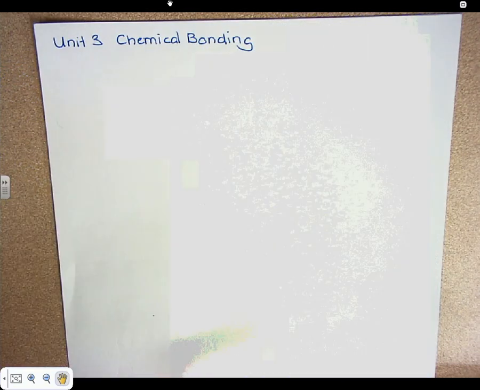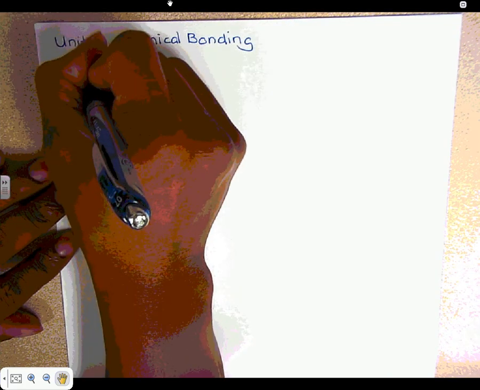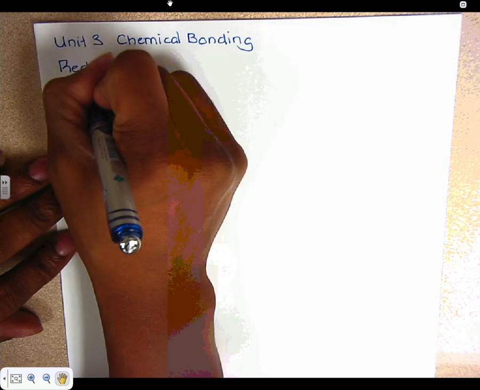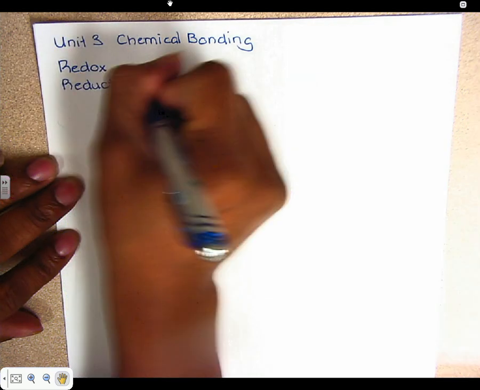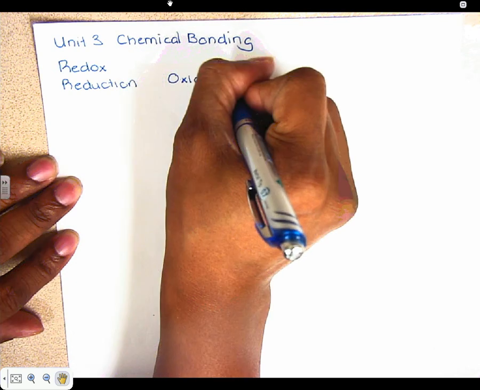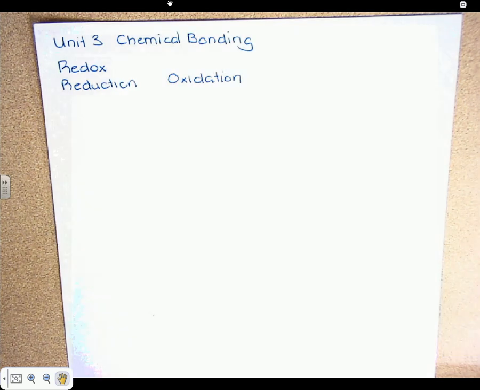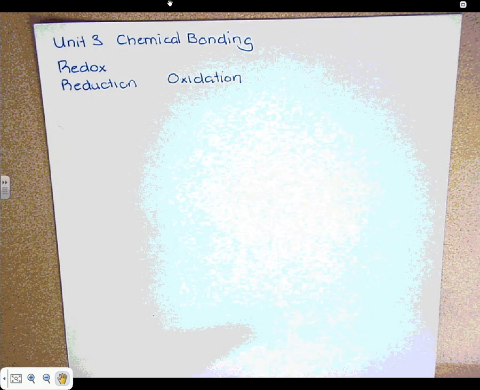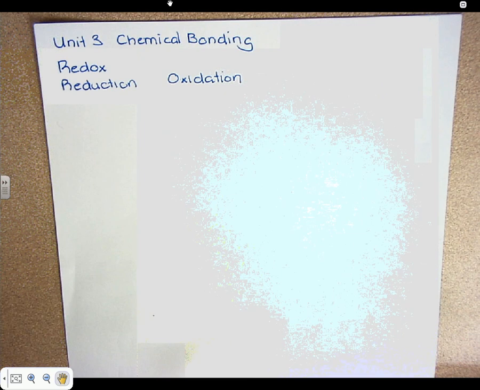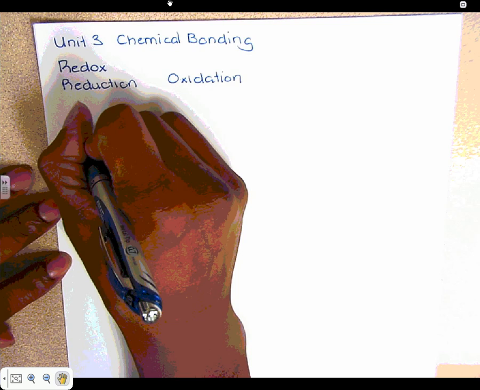Now, for redox equations, this word redox is actually a combination of two words. Those two words are reduction, and the other word is oxidation. When we're talking about these two words, it's important to note that each of them is responsible for two separate processes. And when I talk about reduction and oxidation, I'm reminded of this concept of Leo goes Ger. So I'm going to go ahead and write that down right here.